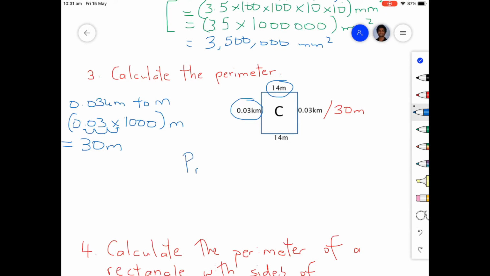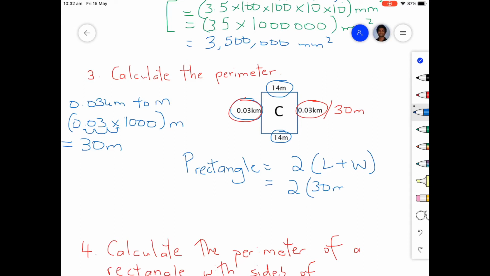Now we need to use the specific perimeter formula for a rectangle, and that formula is perimeter equals 2 times (length plus width). The reason why we use that formula is because we have two of the same lengths and two of the same widths. So all we have to do is add the length and the width together and then multiply by 2. So our next line will be 2 in brackets 30 meters plus 14 meters.